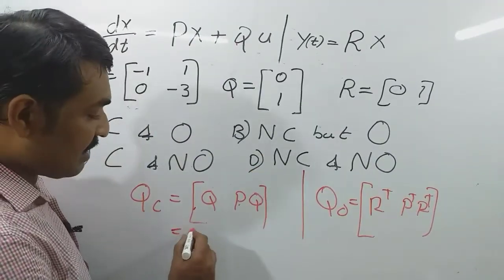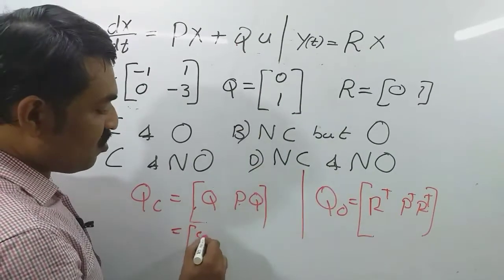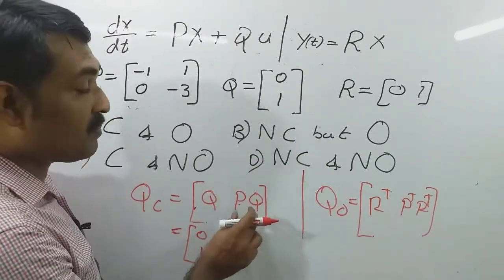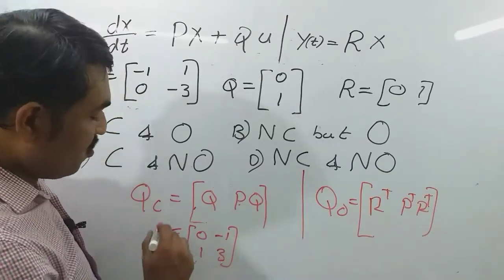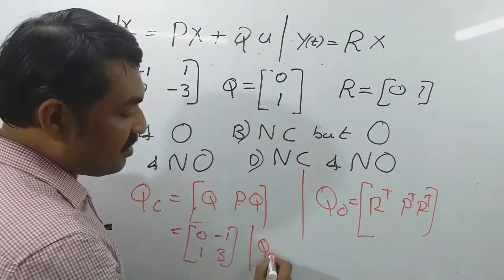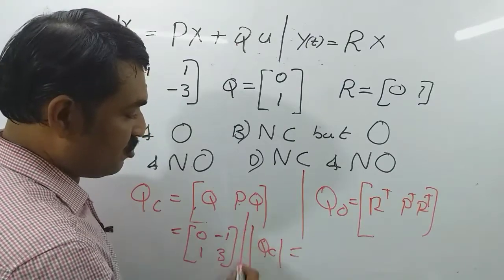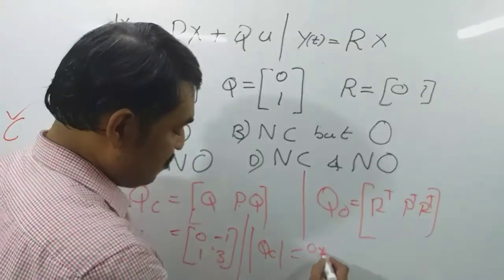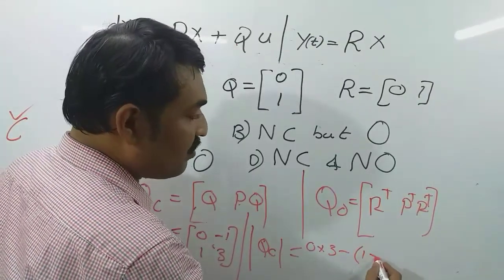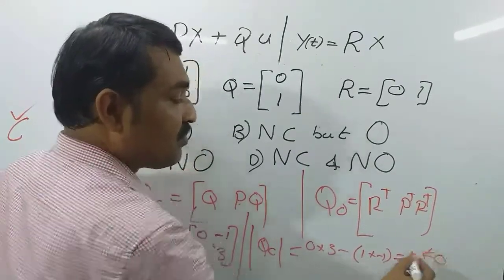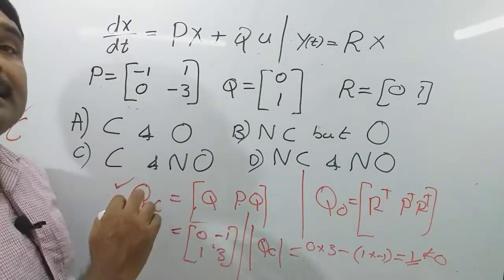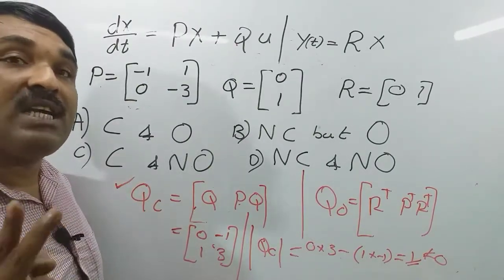The value of this matrix Q is [0, 1]. We can obtain the product PQ, that is [-1, 3]. So the value of the determinant of QC is equal to 0 into 3 minus 1 into minus 1, that is equal to 1, not equal to 0. So the rank of this matrix is 2. So the system is state controllable.